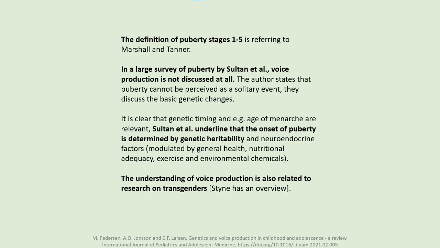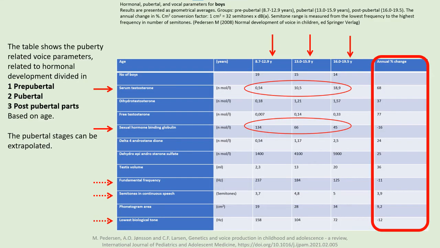The understanding of voice production is also related to research on transgenders. Stein has an overview without voice reference. The point being is that voice is not discussed in the literature of puberty. The table from Normal Development of Voice in Childhood, a book by Pedersen 2008, shows the puberty-related voice parameters for boys related to hormonal development divided in prepubertal, pubertal, postpubertal parts, based on age. The pubertal stages can be extrapolated.